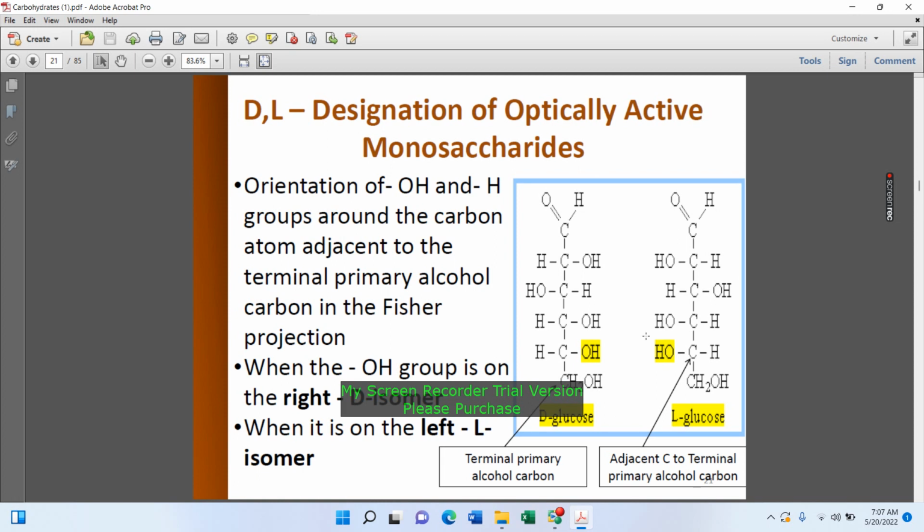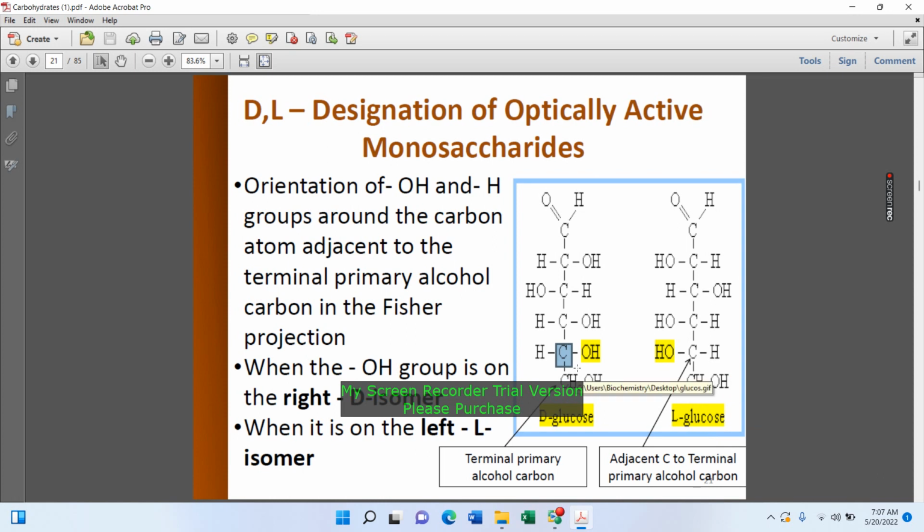So what this slide means is that we have this chiral carbon. This carbon here is a chiral carbon. The hydroxyl group attached to the chiral carbon, if it is on the right side, we call it D glucose. When the hydroxyl group attached to the chiral carbon is on the left side, we call it L glucose.